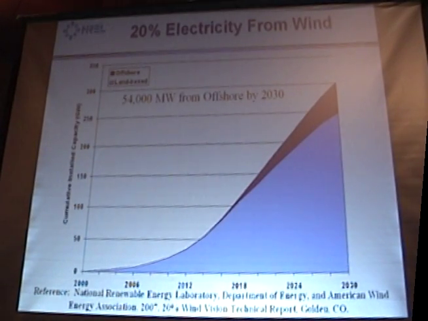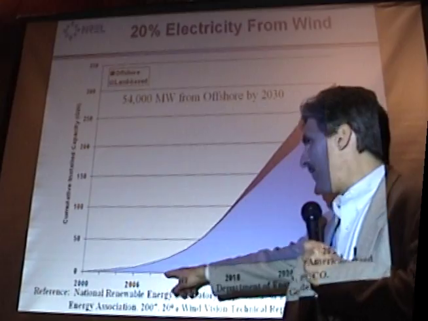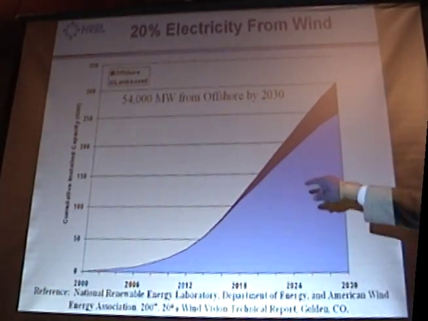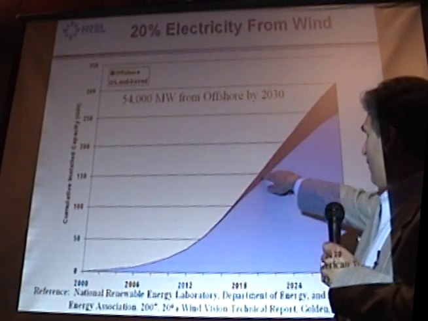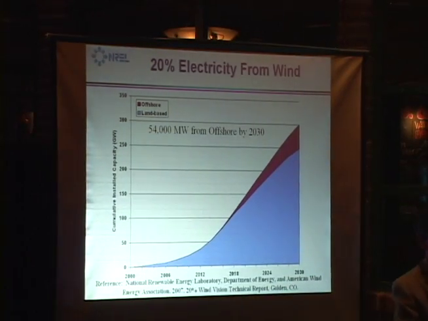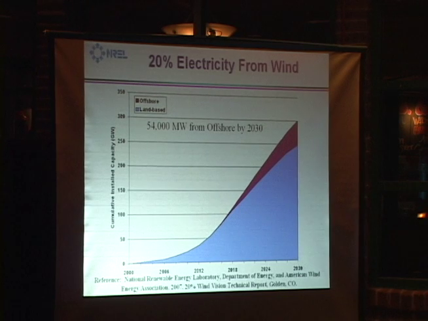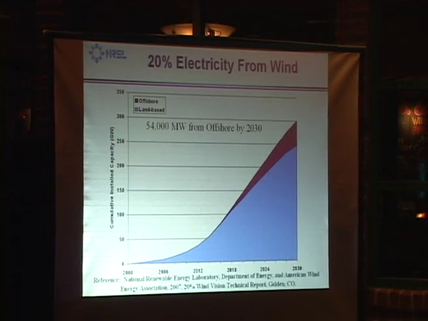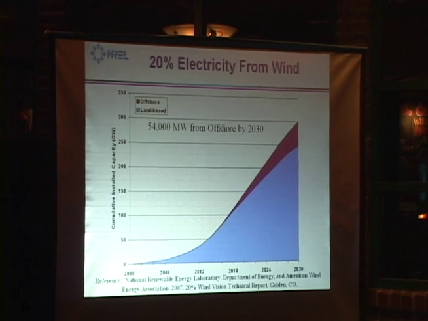So we took him seriously, and we've been working on a plan to do that. The 20% from electricity means this. We're here right now. We're going to increase this blue wedge. The offshore component is the maroon wedge, and that comes on to about 54,000 megawatts, which is a lot of wind. So you can see that the total is about 300 megawatts of wind.